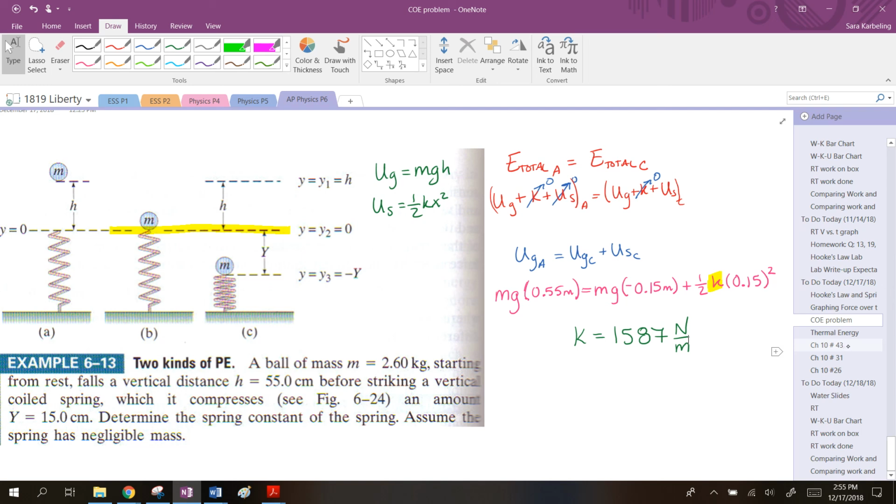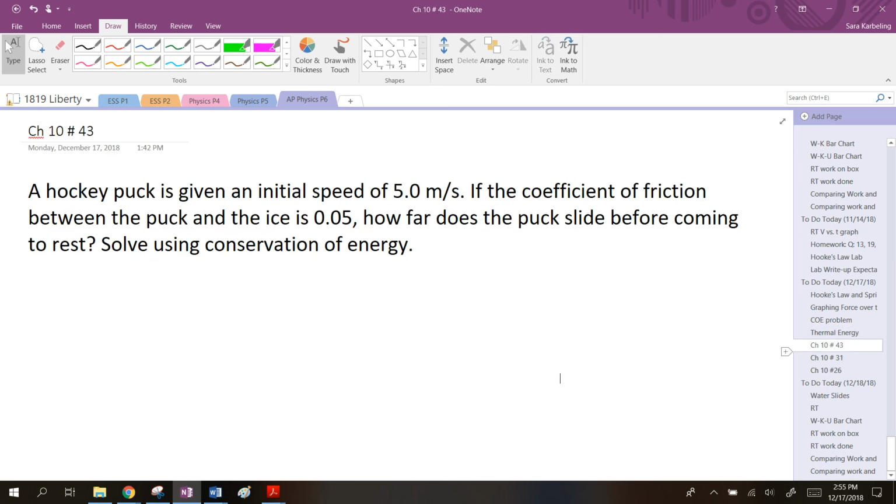I want to take a look at a problem here before we have to be done today. We've just got a few minutes. This one's from your book. This is not a homework problem, but it's just another one. A hockey puck is given an initial speed of 5 meters per second. If the coefficient of friction between the puck and the ice is 0.5, how far does the puck slide before coming to rest?